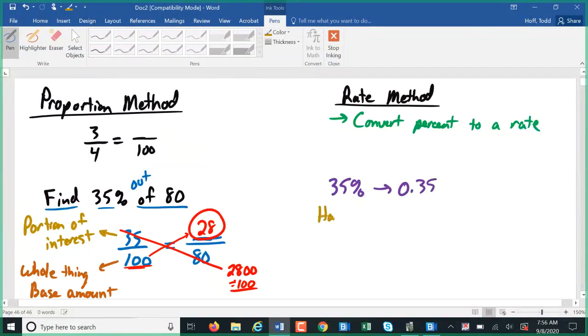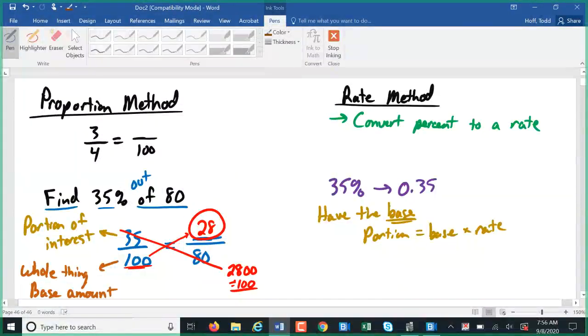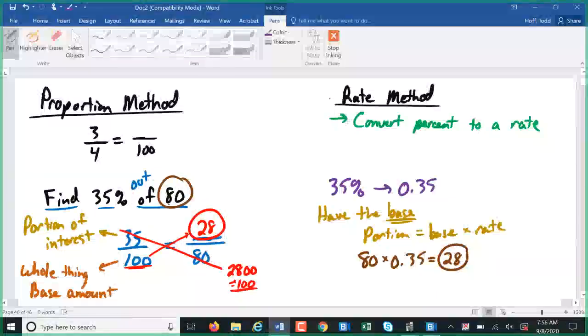Now in this case, if we have the base, portion is just going to be the base times the rate. So that means here we're going to take the base, which is what we have, the 80 base amount, times 0.35. And that gives us 28. That's what we had found before. That seems pretty simple. That's not bad at all.